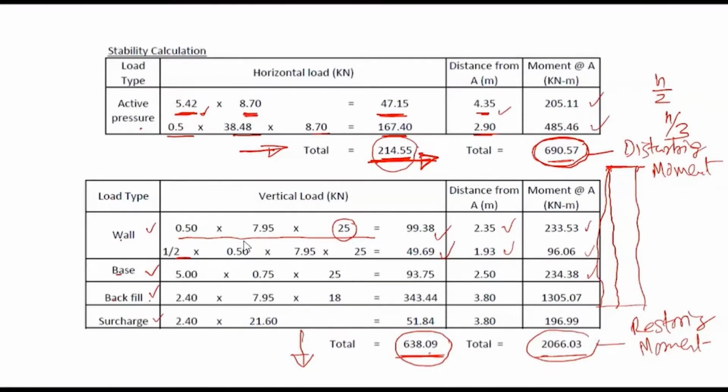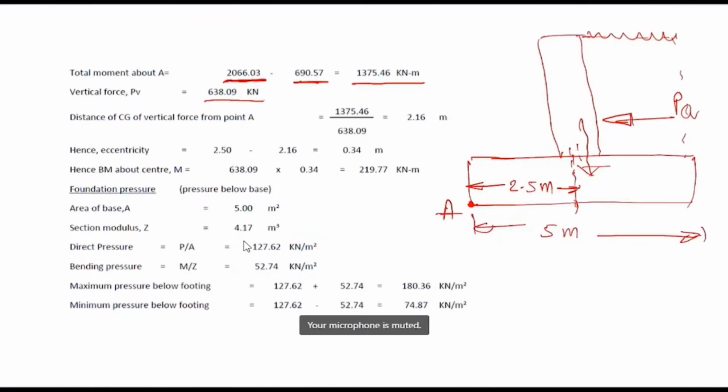So the vertical force is 638.09. Now the distance of CG of this vertical force from A, that will be moment about the load P, okay, P vertical. So this is the eccentricity of this load from A. Now we can calculate the eccentricity about the centroid. And the eccentricity about the centroid will be 2.5 minus 2.16.